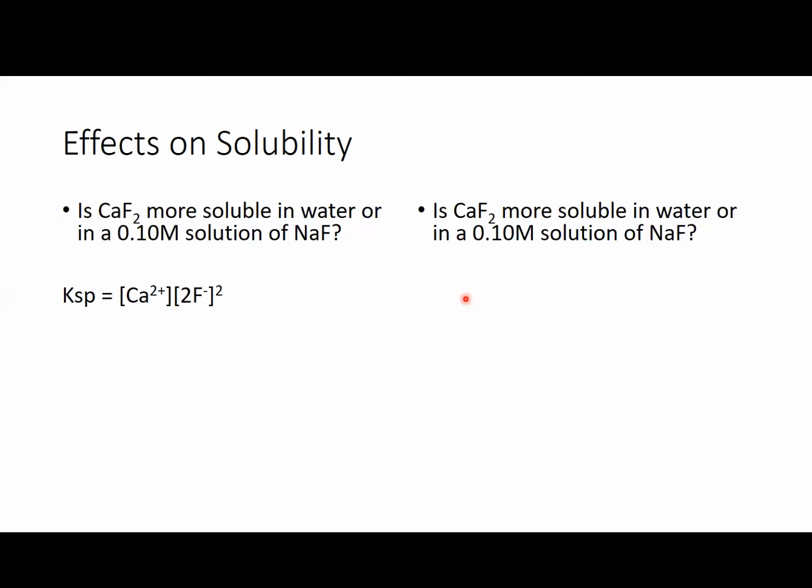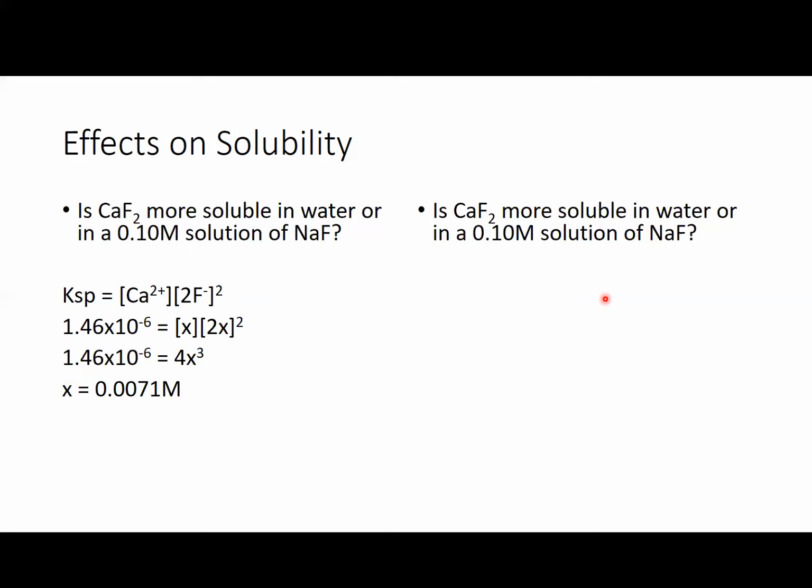So in water, my KSP is this. So 1.46 is equal to x times 2x squared. And this x we worked through in a previous slide. If you need to go back and see where those x's come from, this is where they come from. So 4x cubed is equal to that, solving for x, 0.0071. If I wanted to dissolve calcium fluoride in water, that's the most I could possibly dissolve. Okay, 0.0071 molar.